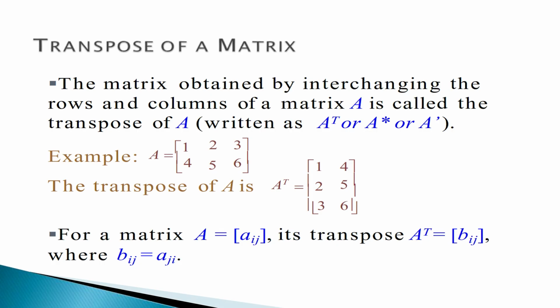If A is a matrix, then the transpose of A, denoted by A to the power T or by A dash, is defined as interchanging the rows and columns of the matrix. Here is an example. Suppose A is the matrix 1, 2, 3 and 4, 5, 6, which is a 2 cross 3 matrix. Then the transpose of A, denoted by A T, becomes 1, 4, 2, 5 and 3, 6. That means if the order of matrix A is m cross n, then the order of the transpose matrix becomes n cross m.